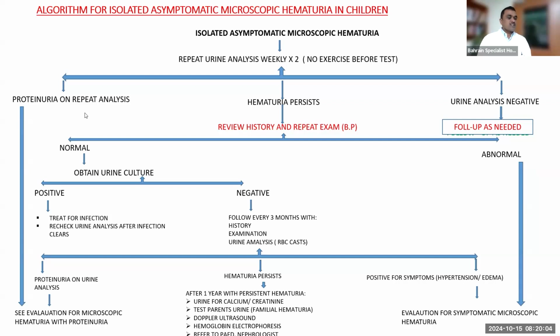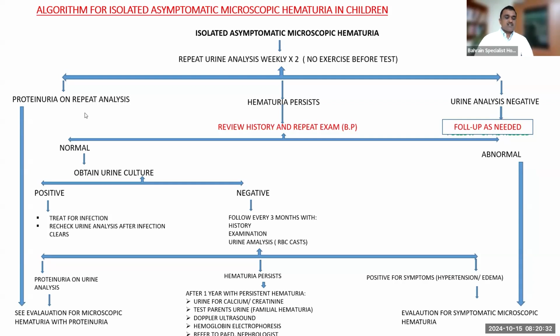If the urine culture is positive, treat the infection and recheck the urine analysis after the infection clears. If it is negative, you have to follow every 3 months with history, examination, and urine analysis, including the RBC cast. If it is still negative, and the proteinuria on analysis when you are following up every 3 months is still present, you have to evaluate microscopic hematuria with proteinuria. We will go through those slides.